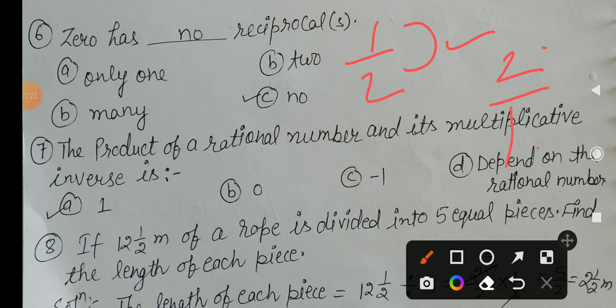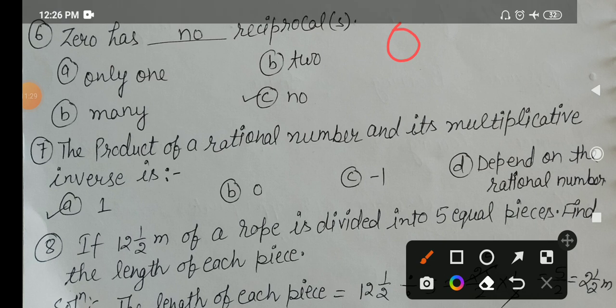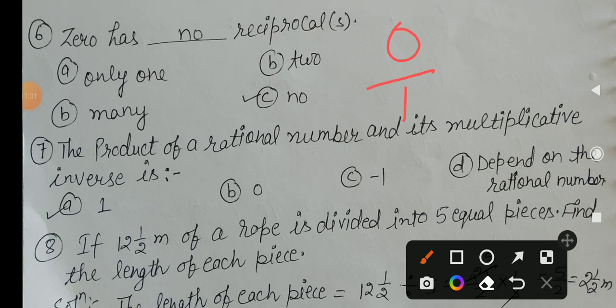Student, here we have to ask you the reciprocal of 0. So 0, you have to write it as 0/1, and then you take the reciprocal of it. So that value is converted to 1/0.